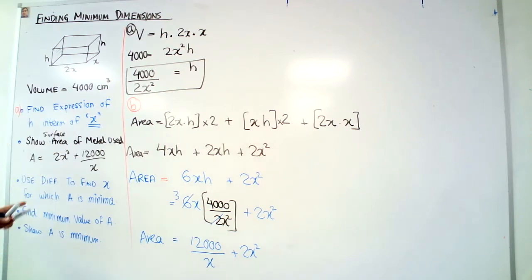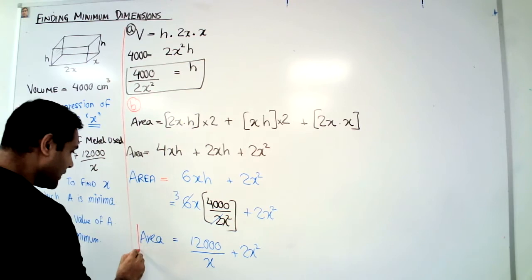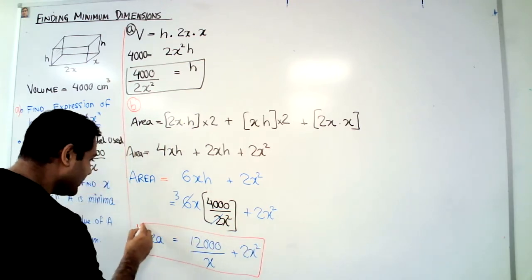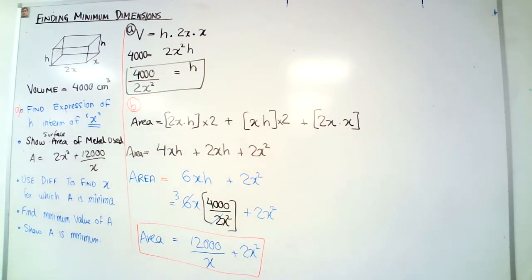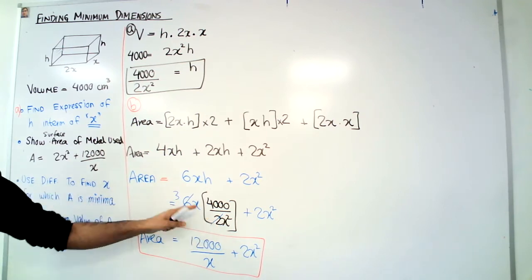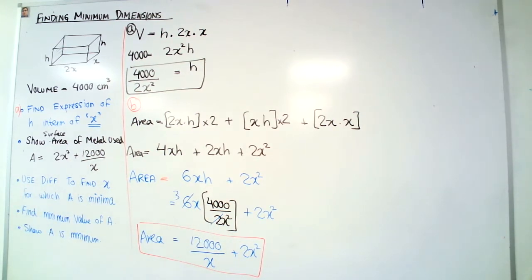So I have the value for the area. I've proved this is the equation for the area, and that's what we need. There was an x and an x squared, so they cancel. Okay.